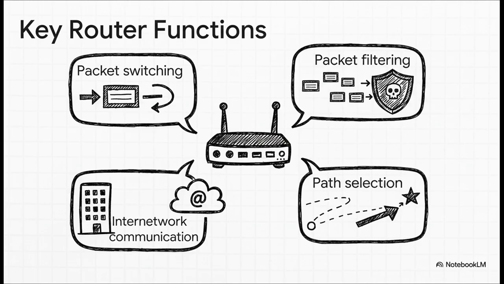And a router's job is a lot more complex than just connecting two networks. It's constantly making decisions. It filters traffic based on security rules, kind of like a bouncer with a guest list. And this is the really cool part. It uses something called a routing table, which is basically a dynamic map of the internet to find the absolute fastest and most efficient path for your data to get where it's going.